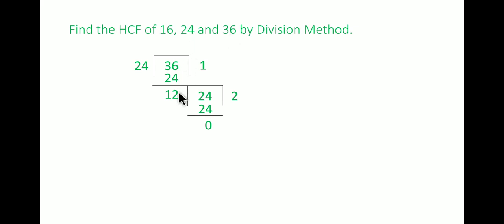Now with this HCF, we'll divide the remaining number. So over here 16 is the remaining number out of these 3. This one is the left out. So we will divide 16 by this HCF 12. Okay, so using this HCF 12 will divide 16. So 12 will divide 16 one times. So 12 ones are 12. 16 minus 12 gives us 4.